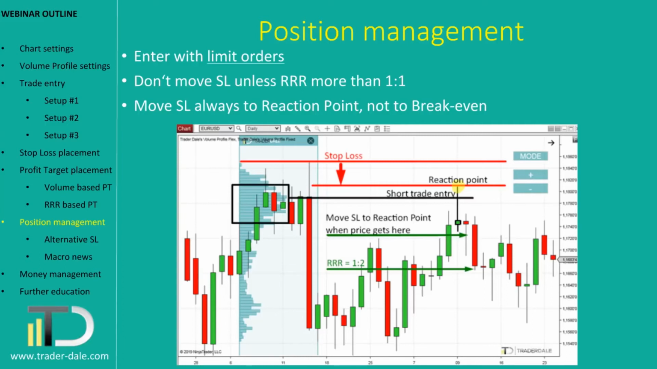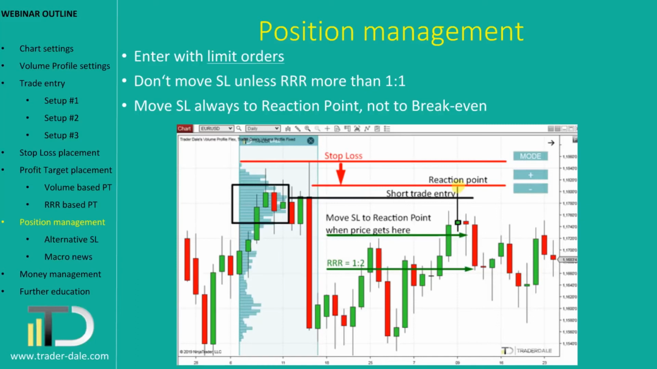So for example, if the price goes downwards, you are in green numbers, and let's say that you are plus 80 pips, then you want to secure your position because you want, for example, to trail your position into risk-reward ratio 2, then the best place to move your stop loss to is the reaction point.